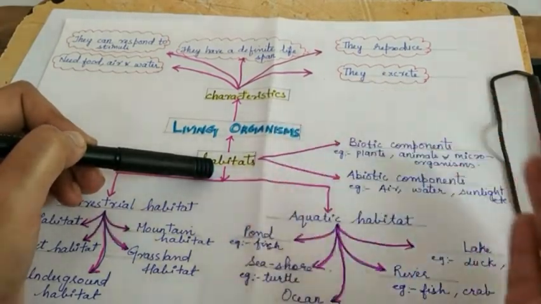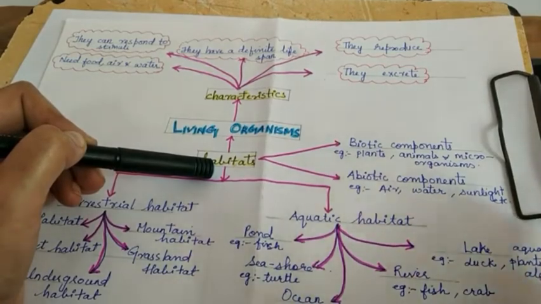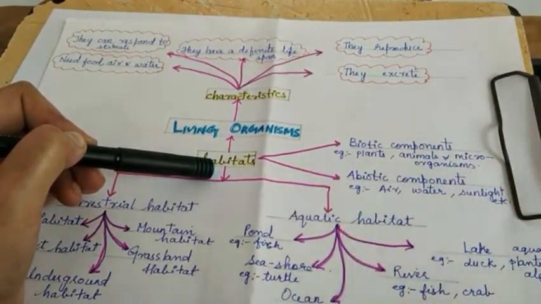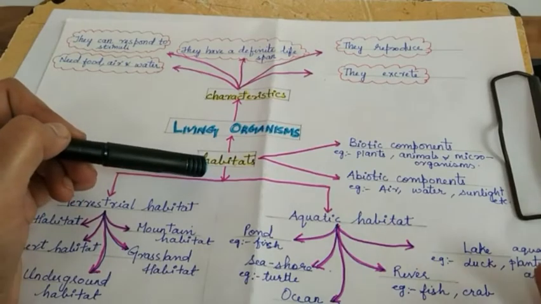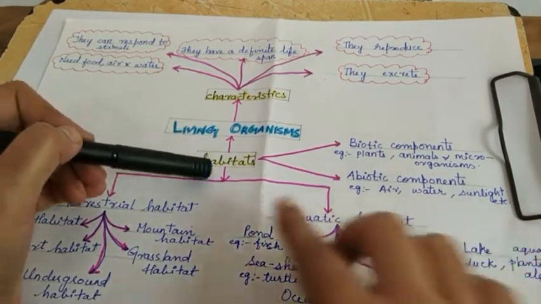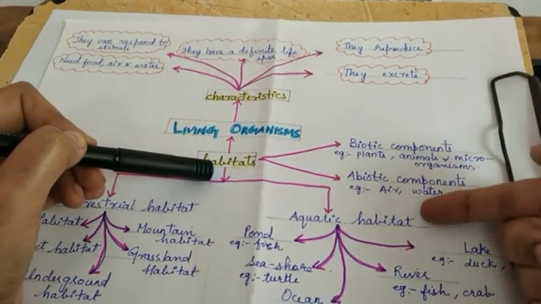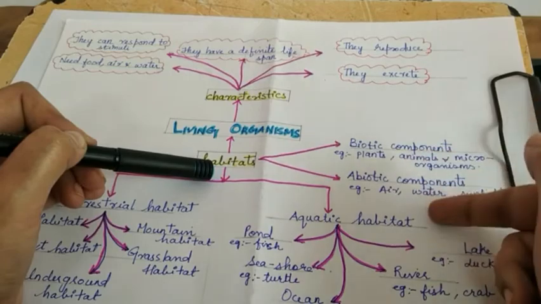And what are its abiotic components? In the forest, whatever is a non-living thing is an abiotic component. For example, air, water and sunlight. So the two components of a habitat are the biotic component and the abiotic component, with their examples.